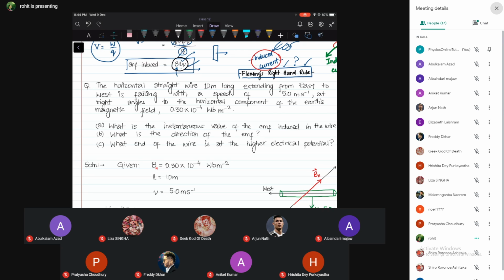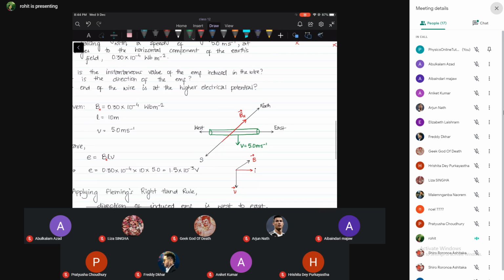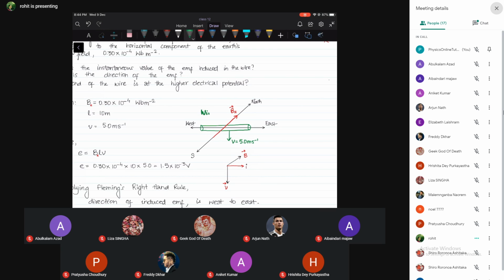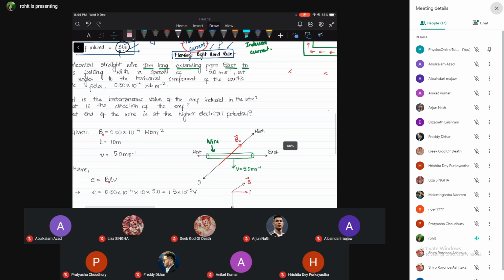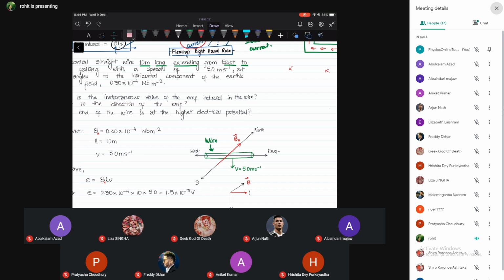Say a horizontal straight wire 10 meter long extending from east to west. You can understand I've taken a wire here. The green one is the wire. If you look at my diagram, I've kept the wire horizontally, not vertically. It is extending from west to east, that means going from east to west or west to east, same thing. So it is in this direction, from west to east. It is not here like that.